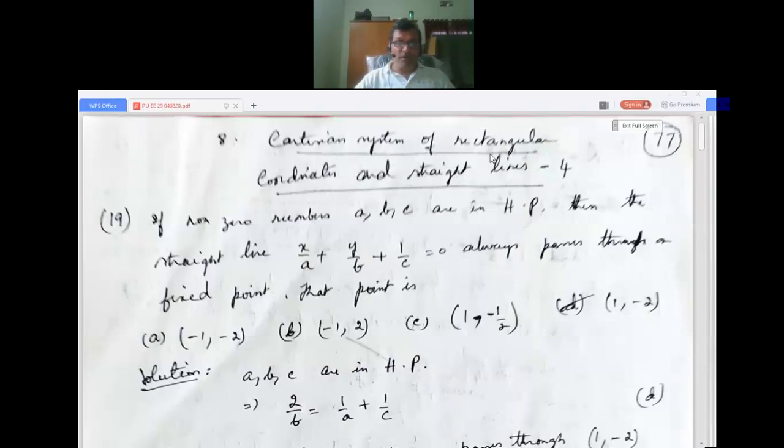This is the eighth topic I'm discussing today. Eighth topic means I finished topics like set theory, binomial theorem, etc. In this eighth topic, Cartesian system of rectangular coordinates and straight lines, it is the fourth session. In the previous three sessions, I have solved 18 problems in this. Okay, this is for information.